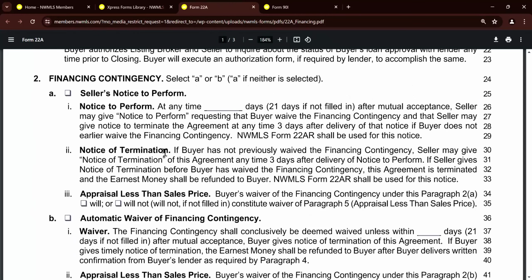Okay, so notice of termination. If buyer has not previously waived the financing contingency, seller may give notice of termination of this agreement anytime 3 days after delivery. That's the 22AR like we talked about.